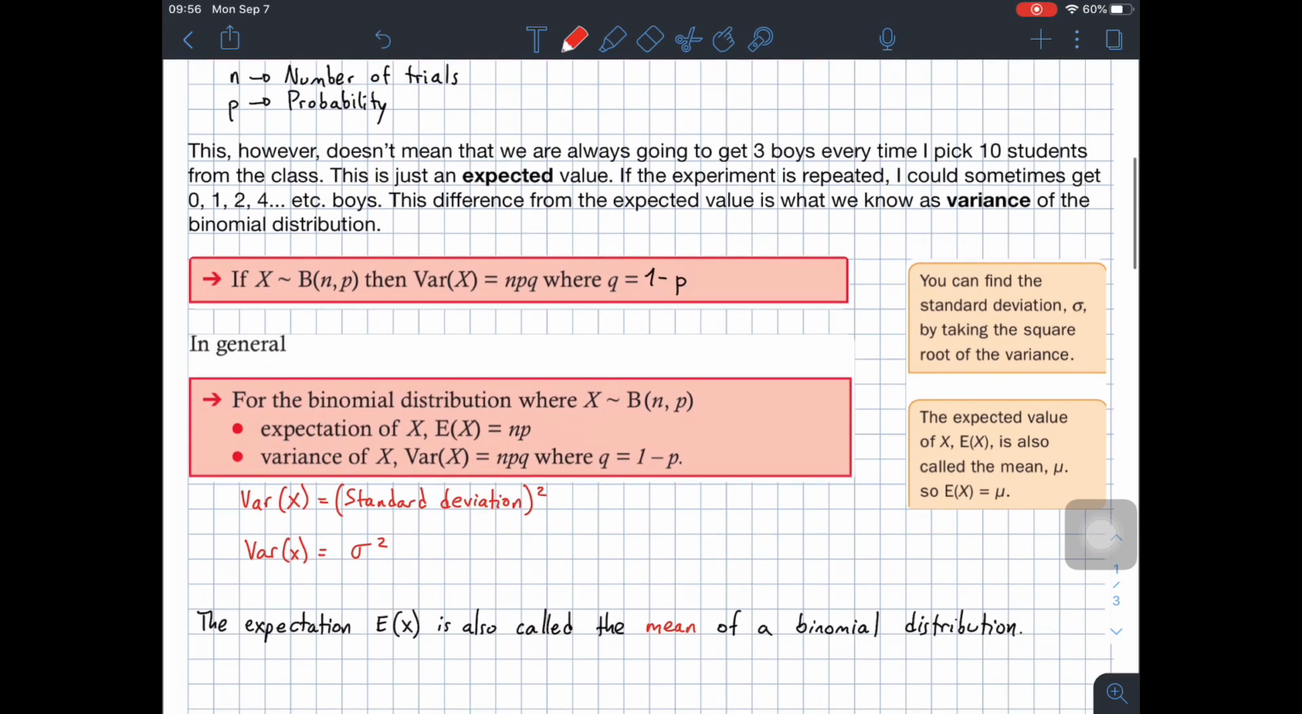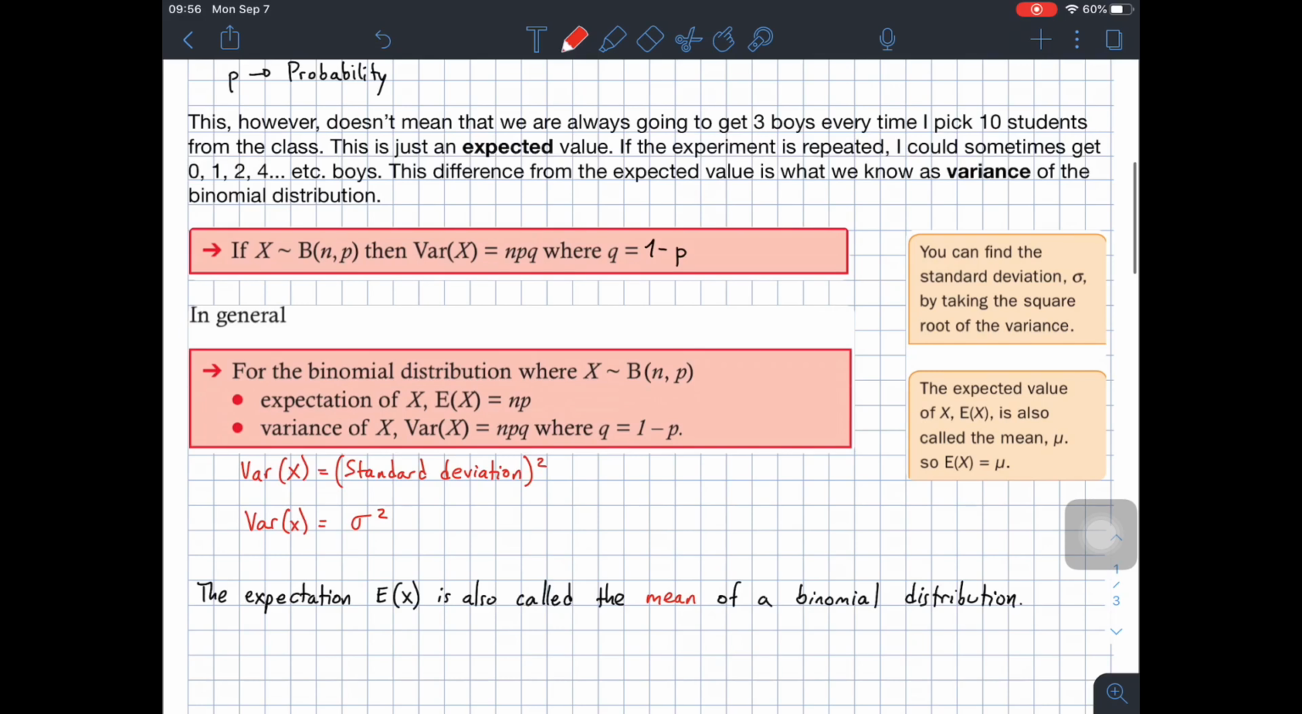Then it says, this, however, doesn't mean that we're always going to get 3 boys every time I pick 10 students from the class. This is just an expected value. If the experiment is repeated, I could sometimes get 0, 1, 2, 4, or any other different amount of boys, right? This difference from the expected value is what we know as variance of the binomial distribution. So this is a new concept, right?